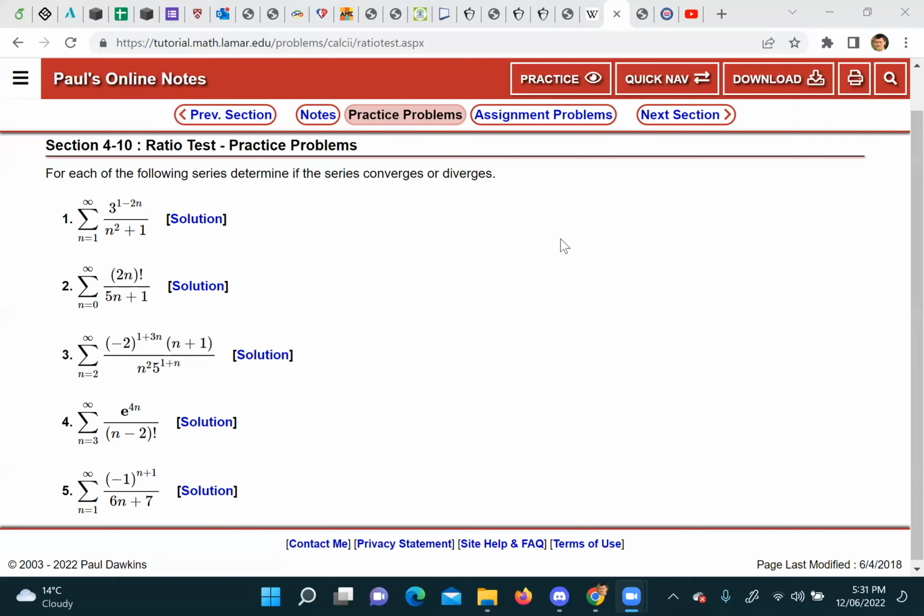I got question 5. And look, the solutions are here. So we can look at how to do it before we do it, because we wouldn't be able to do it the first time by ourselves. For 2, it's greater than 1. This is less than 1. So we just take the limit as it goes to infinity.